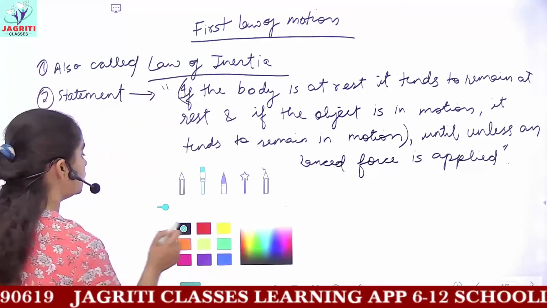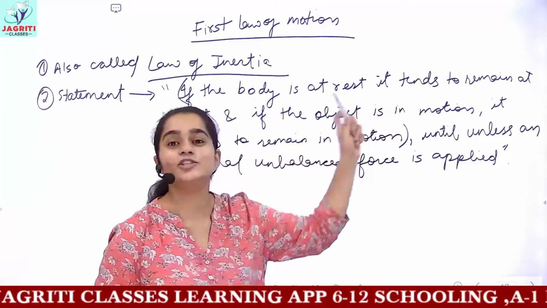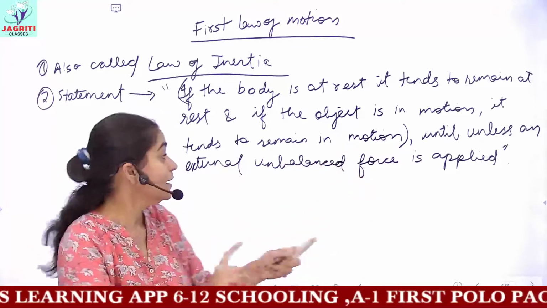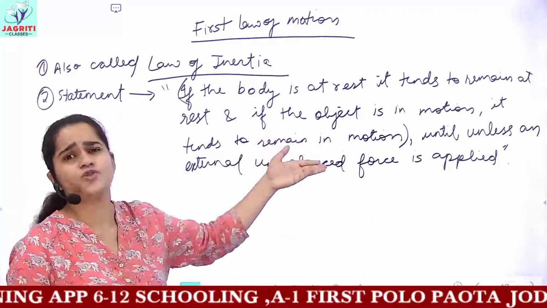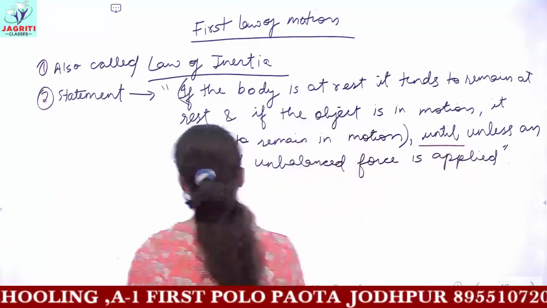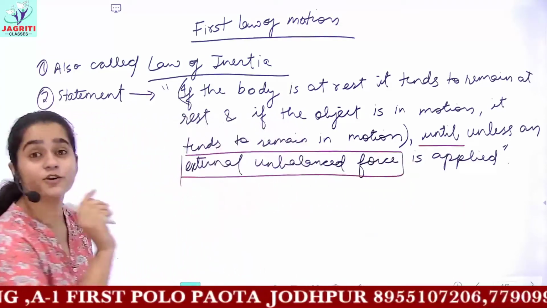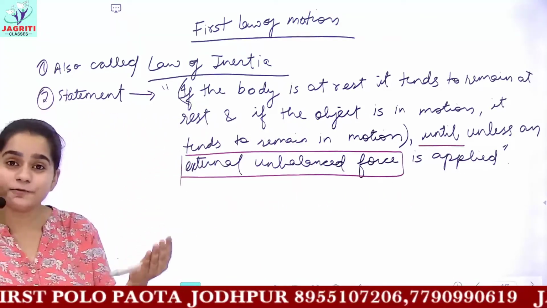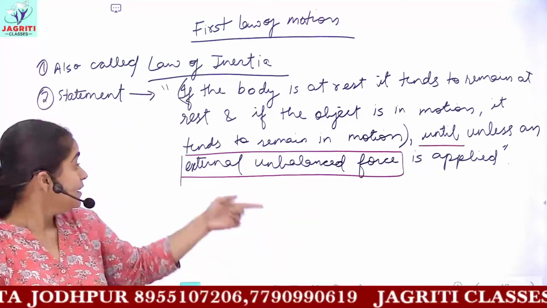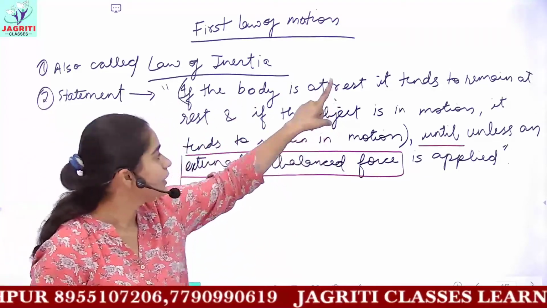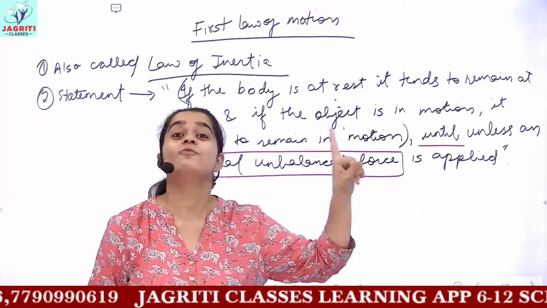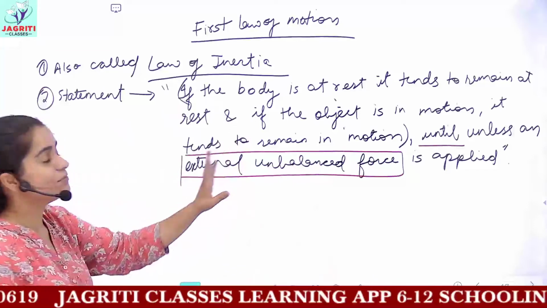Let's recall: if the body is at rest, it tends to remain at rest. If the body or the object is in motion, it tends to remain in motion, but this is possible only until you apply an external unbalanced force. External means you are applying the force from an outer source, from the outside, and unbalanced we have already discussed. So this inertia of rest or inertia of motion gets disturbed whenever you apply an external unbalanced force to the object.